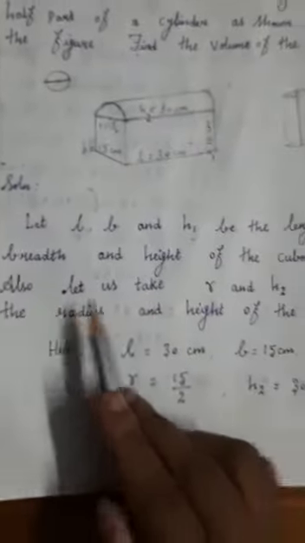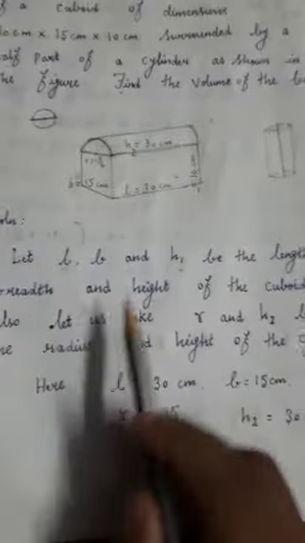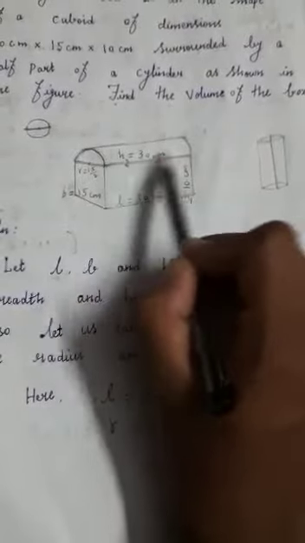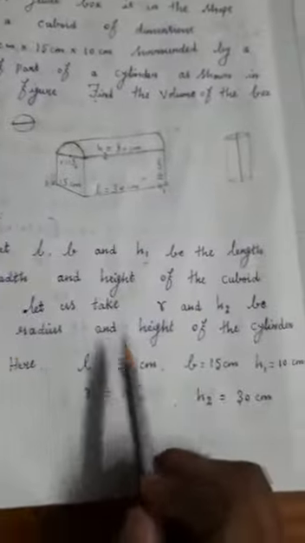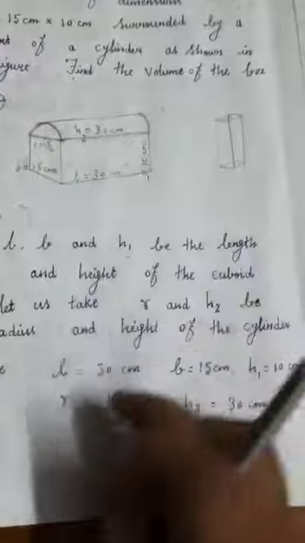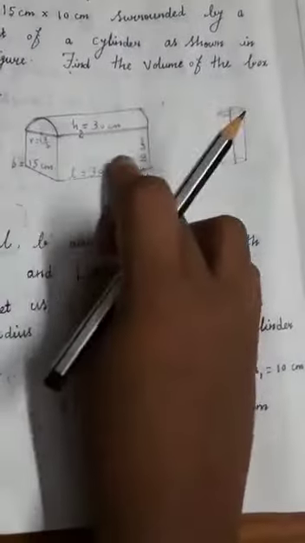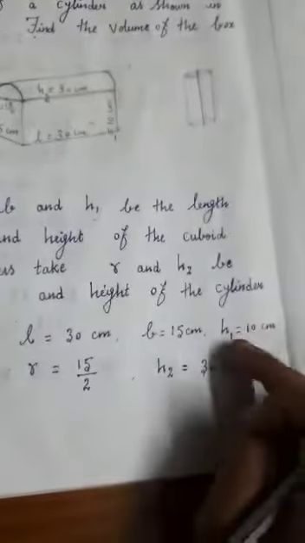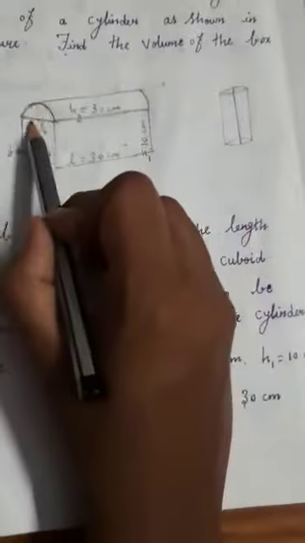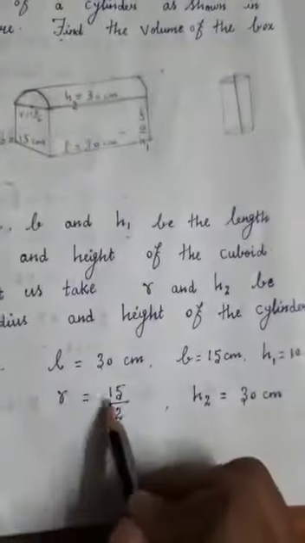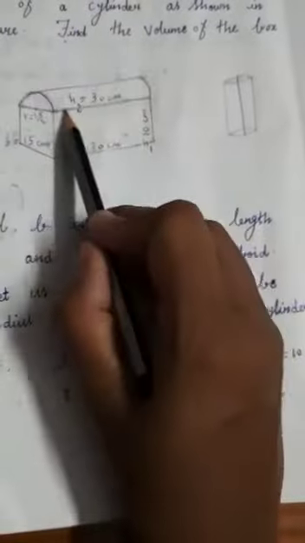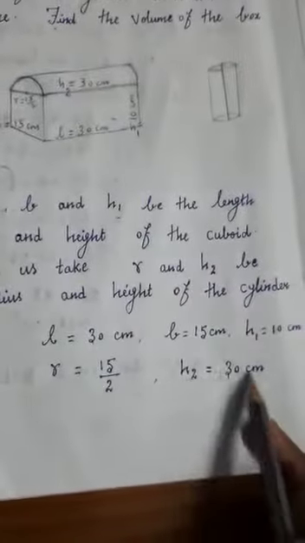Okay, so now we have to write, let us take r and h2 as the radius and the height of the cylinder, the half part of the cylinder. Now the measurements we know, we have to write. Length we know, that is 30 centimeter. Breadth we know, that is 15 centimeter. And h1 means height of the cuboid, so h1 is equal to 10 centimeter. The radius of the cylinder we know, that is 15 by 2. Next, the height of the cylinder we know, that is 30 centimeter, that is h2.